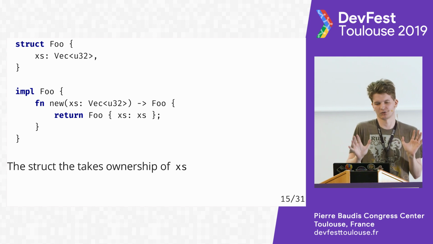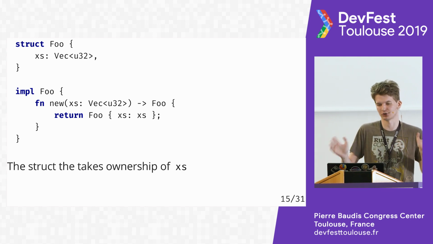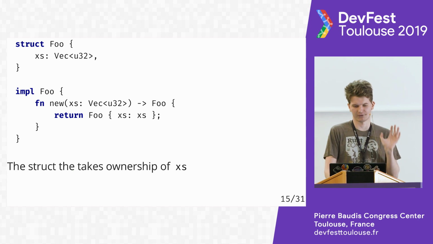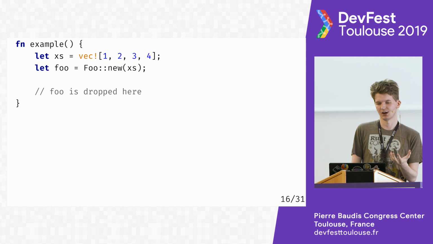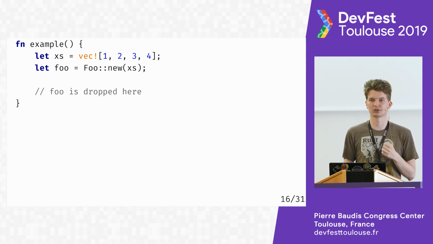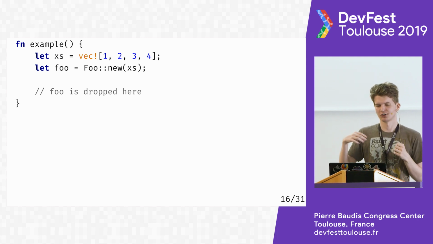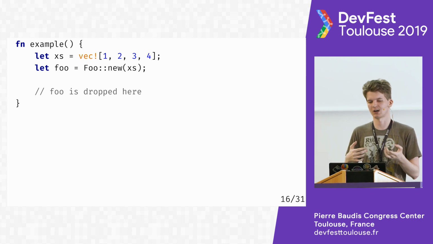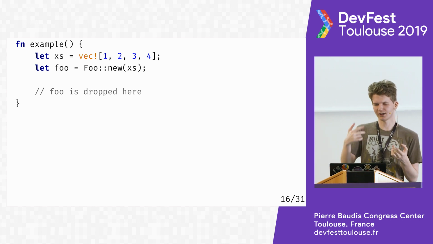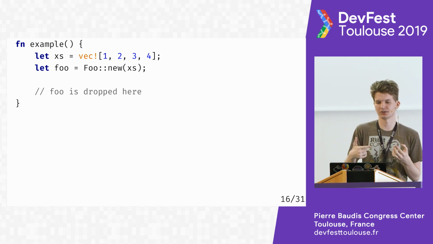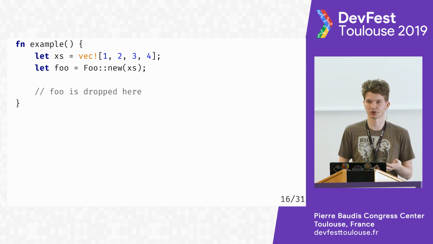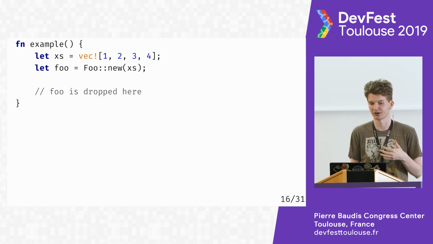We take a vector of integers and we create some structure out of it. What is fun here is that this new function actually takes ownership of this vector. So that means that in this example, when the Foo structure goes out of scope, it frees the xs vector. At the same time, the variable xs no longer has ownership of this vector, so it doesn't free the vector, and it is freed only one time, so that's cool.